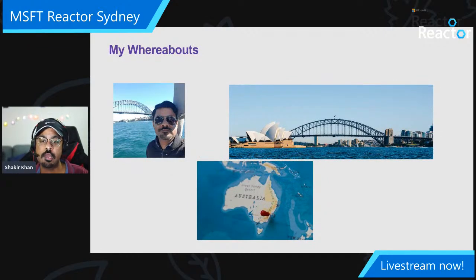My whereabouts. I currently live in Sydney, Australia. Sydney is my home now, and I moved to Sydney in 2017. From 2017 till date I'm here, and basically I'm from Karachi, Pakistan, and I spent some time working in the Middle East, and then from the Middle East I came here. I have worked in multiple organizations.